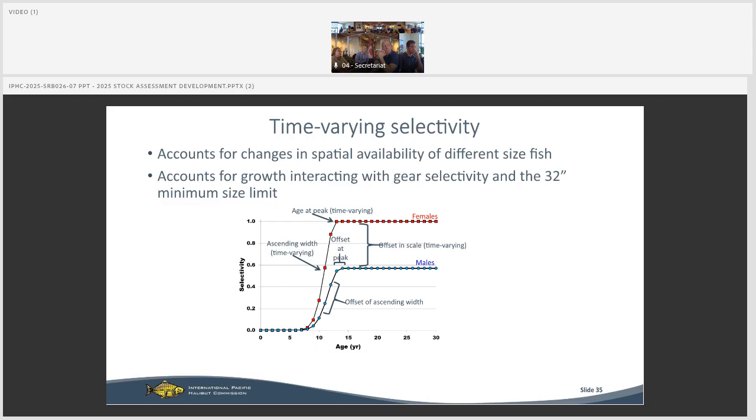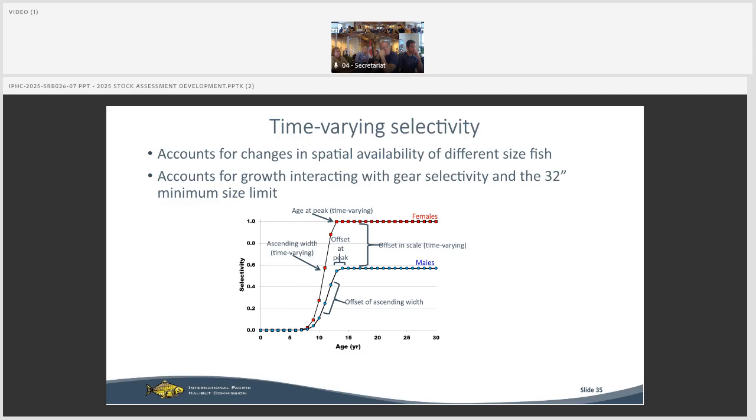So we have an ascending parameter, a parameter that defines the slope of the ascending side, and we have an offset to that for males. Then we have a parameter that defines the peak of selectivity, and there's an offset to that peak for males as well. Not a vertical offset, but a horizontal one. Then there's an offset in the scale of males relative to females. So that's the height of the two curves. And that's allowed to time vary as well.